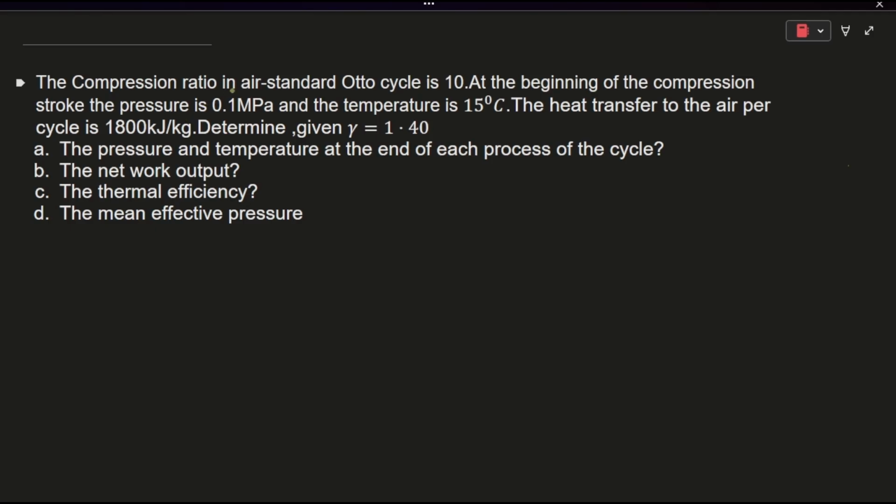Now the compression ratio of a standard Otto cycle is 10. We have been given the pressure and the temperature at the beginning of the compression. The heat transfer to the air per cycle has also been given as 1,800 kilojoules per kilogram. Gamma has been given and we are asked to determine the pressure and temperature at the end of each process of the cycle. Now, first of all, let us draw the PV diagram to help us visualize the process during the cycle.